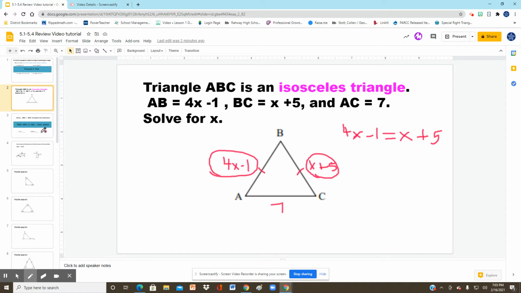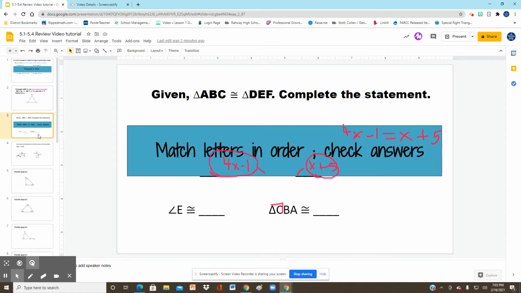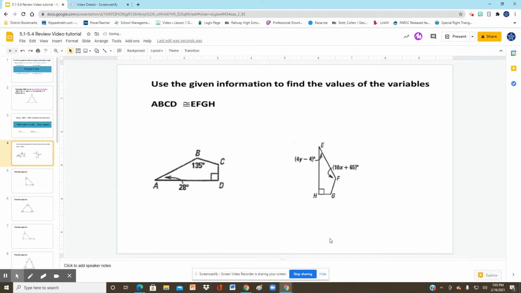All right, then in the next set of problems, you have a congruency statement matching up letters in order. You can go back and check your answers in Go Formative. It will let you know. I didn't get any responses on these questions, so I am going to skip over them. All right, the next two questions.